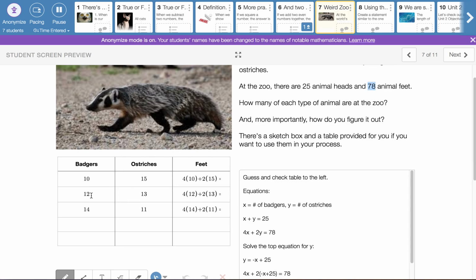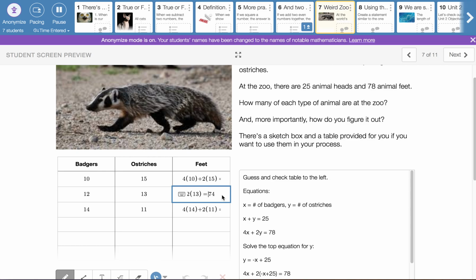So I try again. I need more feet, and the badgers have more feet. So let's bump their number up. 12 plus 13 is 25 animals. And then checking the feet, 4 times 12 plus 2 times 13. And I came in over here. That gave me 74 feet.